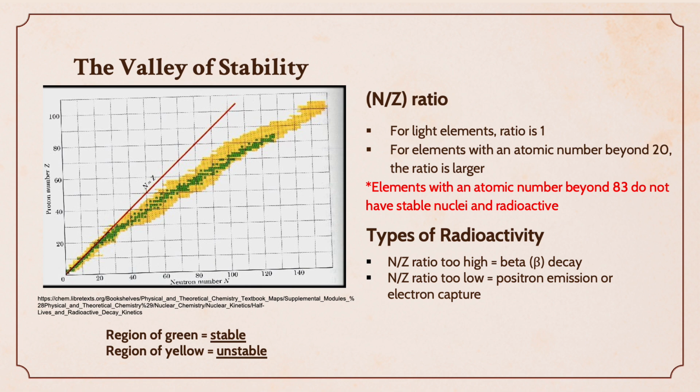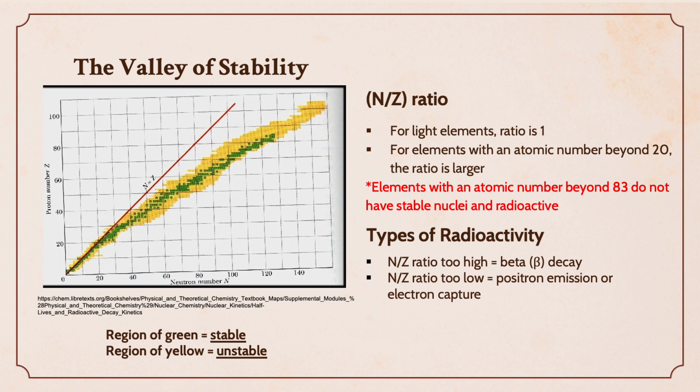The valley of stability is a plot of stable versus unstable nuclei. It's used to predict the type of radioactivity or the nature of its decay. The region of green dots are the stable nuclei, while the region of yellow dots are the unstable nuclei. To determine nuclear stability, we must use a ratio of neutrons to protons, or N to Z. For lighter elements, the N/Z ratio of stable nuclei is 1, meaning there's an equal number of neutrons and protons. And for larger elements, or elements beyond atomic number 20, the N/Z ratio of stable nuclei gets larger.